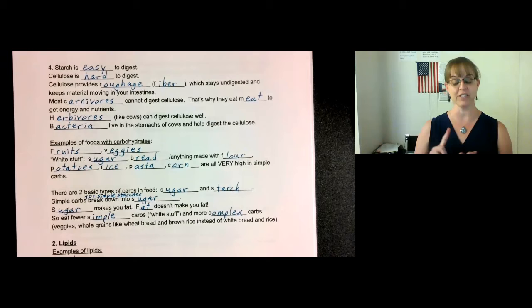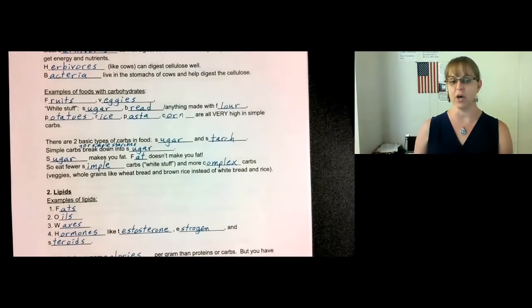Potatoes are carbohydrates, rice, pasta, which of course is made with flour, and corn. Now, corn isn't quite white, but it's a pale yellow. So, these food items are very, very high in simple carbohydrates. Here's why it's important to know what a simple and a complex carbohydrate are. Simple carbohydrates are very easily broken down into sugar, and that tends to help you add weight.